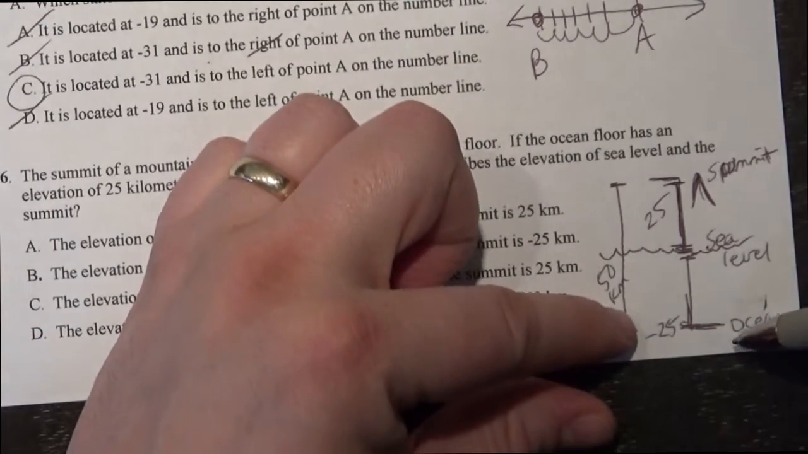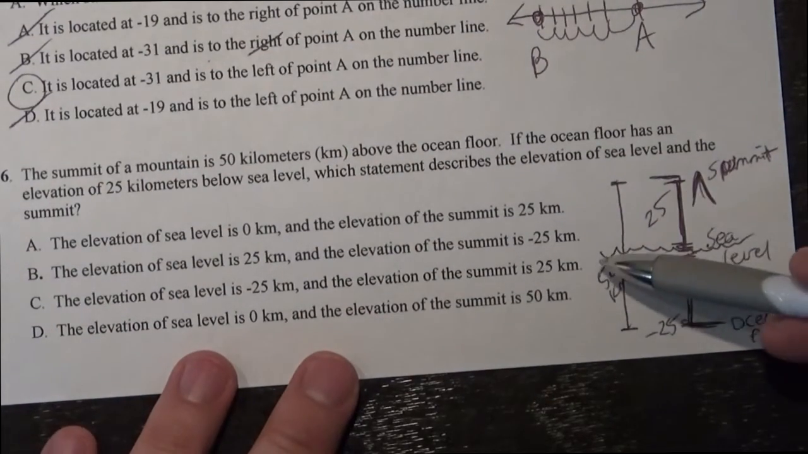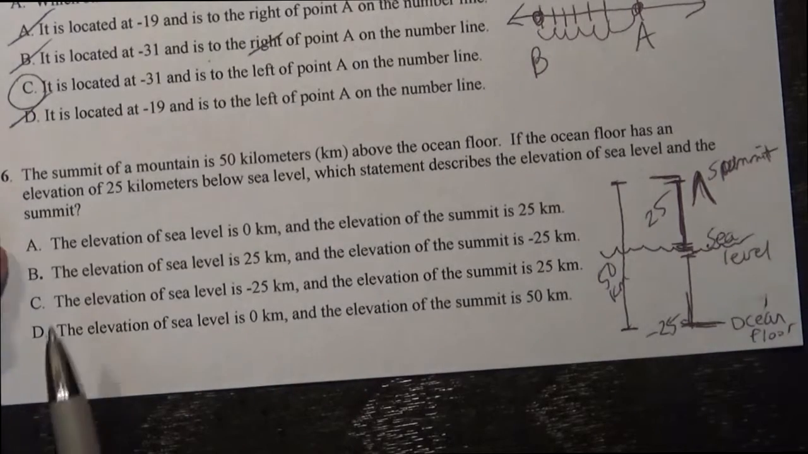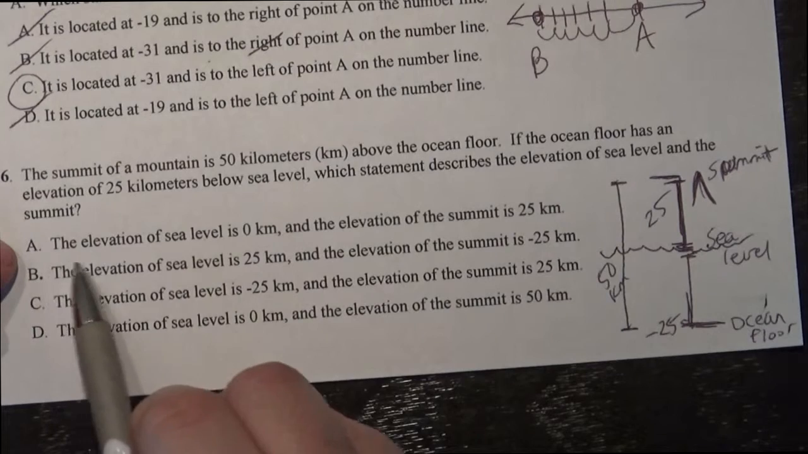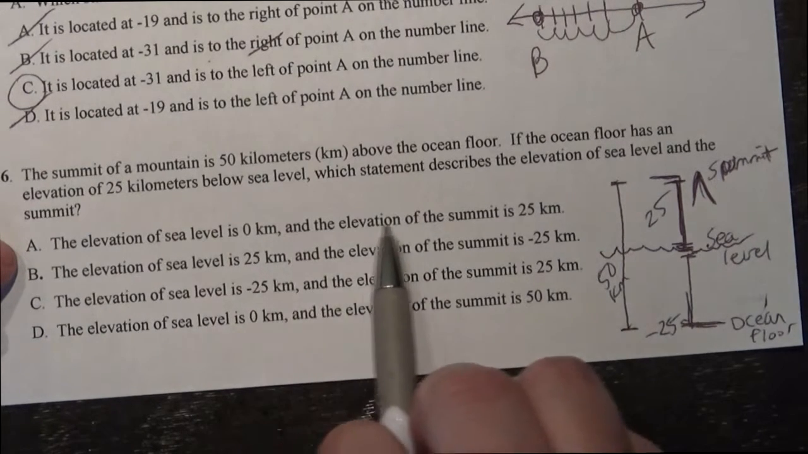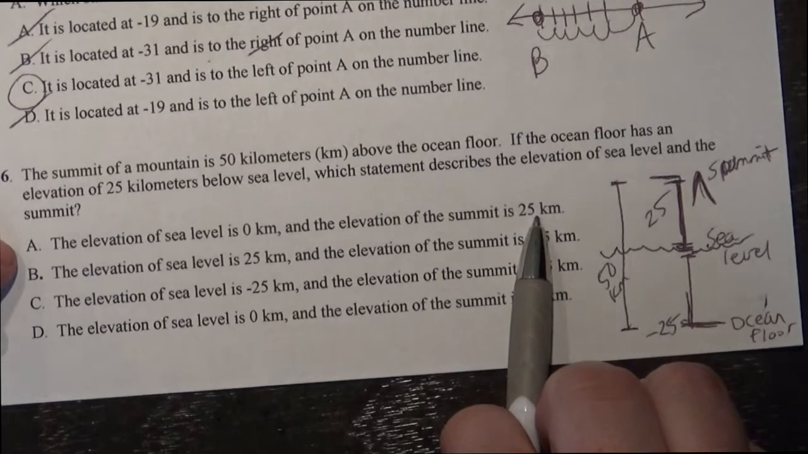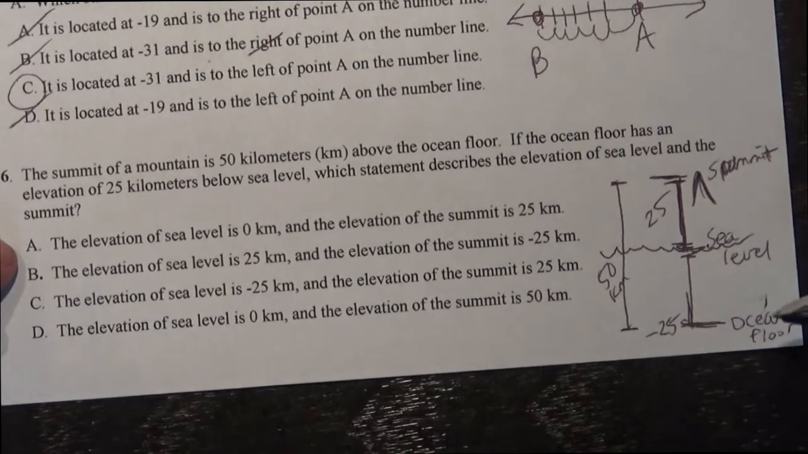Makes sense? So the total distance is 50. Below sea level is 25. Above sea level is 25 because 25 and 25 equal 50. Let me look at my options now that I kind of have made sense of this. A says the elevation of sea level is 0 kilometers and the elevation of the summit is 25 kilometers. Well, if this is 0, this would be 25. So yeah, A could be right.